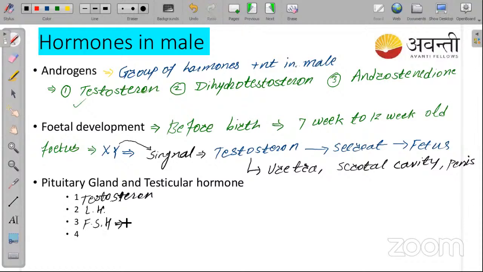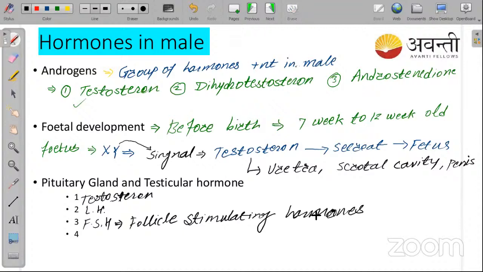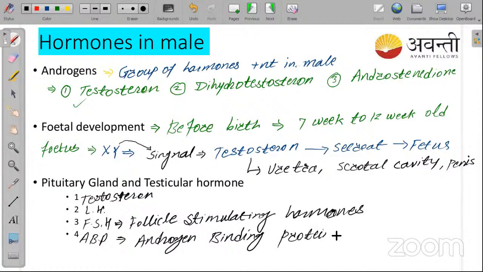FSH. That means follicle stimulating hormone. So don't worry about their function and other things. We will discuss in the next slide also. ठीक है. And next thing is ABP. Then what is the meaning of ABP, guys? That is androgen binding protein. Okay. And the next hormone or enzyme, we can say, is inhibin.